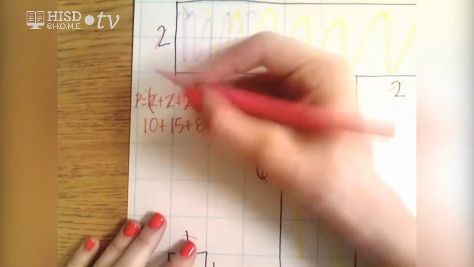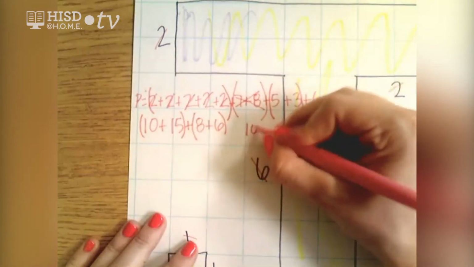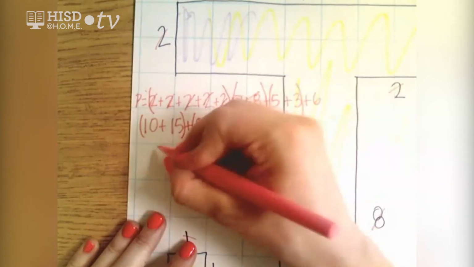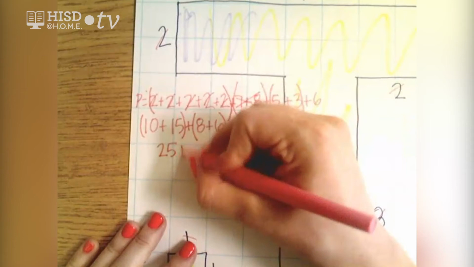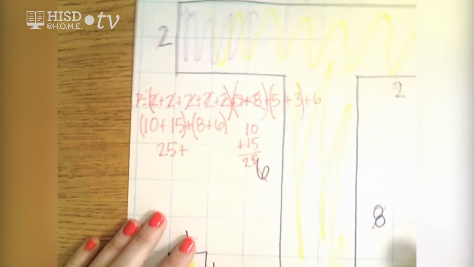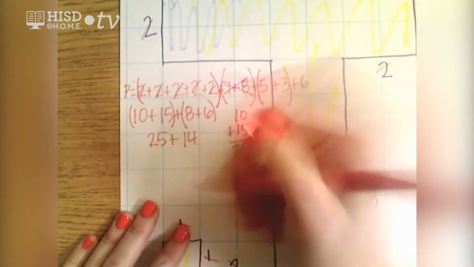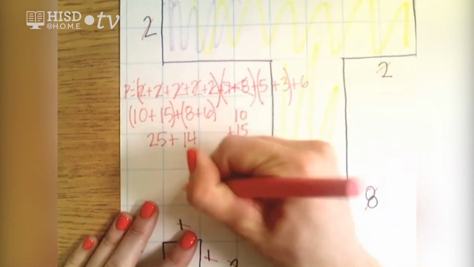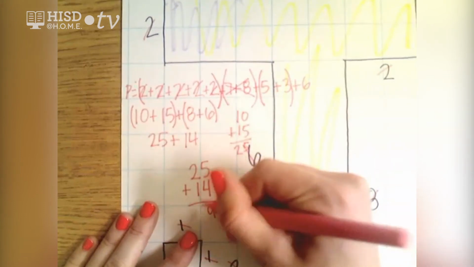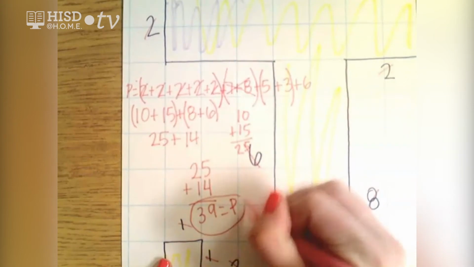Now I'm going to add these two and these two. Well, 10 plus 15 would be a 5 here, and a 2 here, would be 25. 6 plus 8 is 14. Then we have 25 plus 14. 4 plus 5 is 9. 2 plus 1 is 3. 39. So the perimeter of this J is 39.